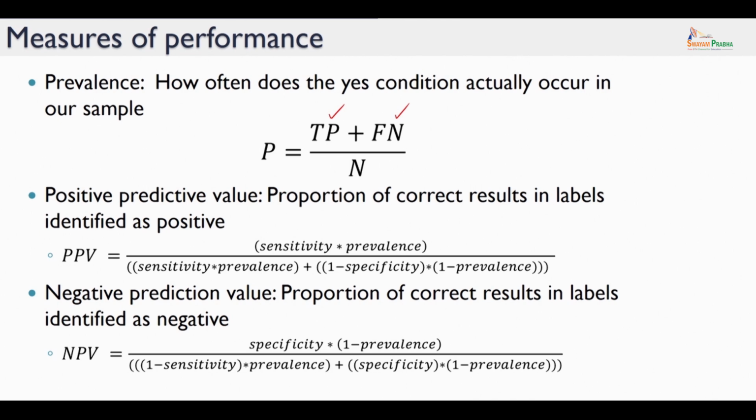Now, positive predictive value is the following: if the classifier identified several labels as positive, what proportion of these is actually a correct result. So, if all of these are identified as positive by the classifier, there is a proportion of this which is correct. The proportion of correct results in labels identified as positive is what is called positive predictive value. Similarly, if a classifier identifies several samples as negative, the proportion of correct results within this is what is called negative predictive value.